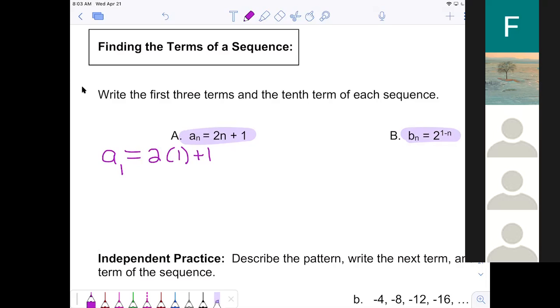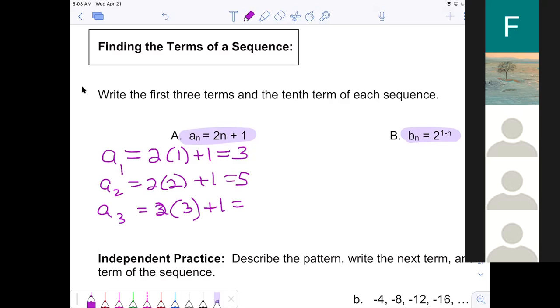So Gabby, if you plug in a 1, the first number of your sequence is 3, and then if we plug in a 2, Gabby, you get 5, and if you plug in a 3, you get 7, oops, that's a 2. So how do you think you'd find the 10th term, Gabby? You would plug in a 10. And when you plug in a 10, you get 21, yeah. So that's pretty straightforward.